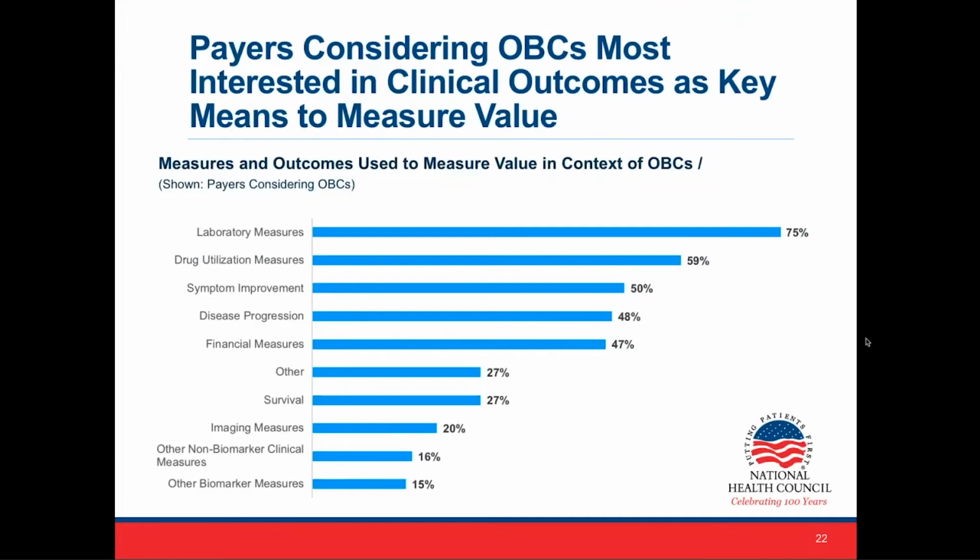For all of those outcomes, we're seeing more than 50% of plans are interested in including these measures, which is fantastic, but also means that more rigor needs to be put into implementation to be able to carefully tie these outcomes to what matters to plans.